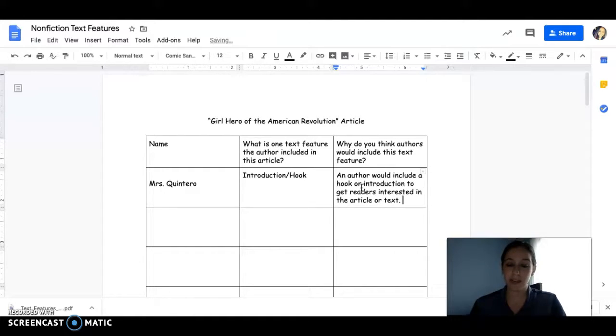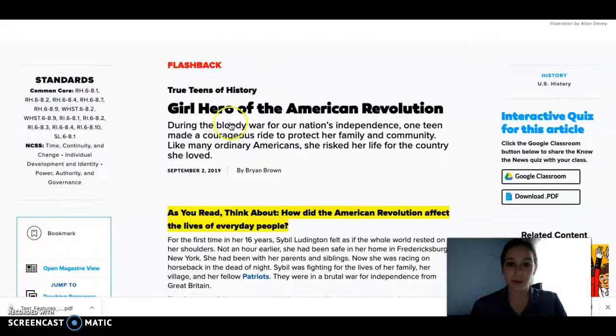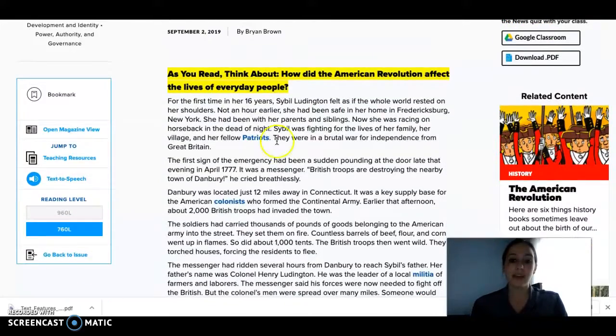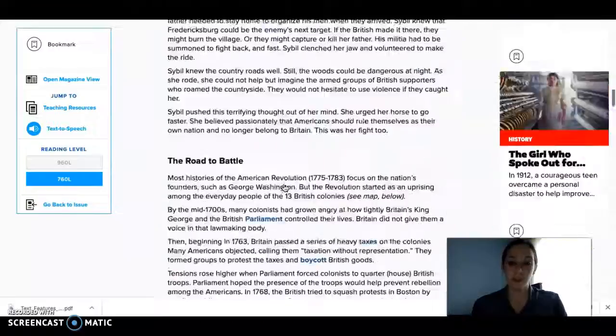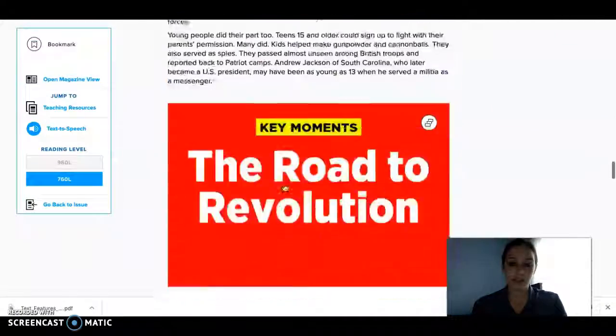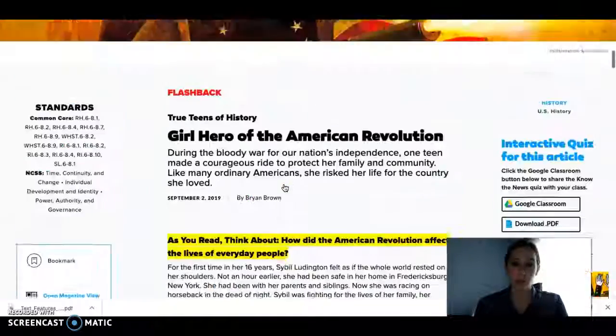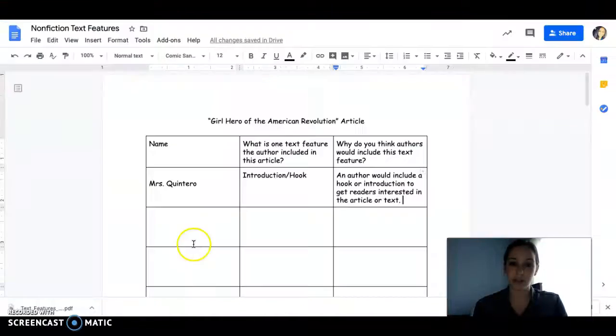So what you're going to do, you're going to continue reading about the girl hero of the American Revolution. And as you're reading, I want you to look for all the text features that you're seeing in this article, and think about why you think they might be important, and then you're going to continue to fill out this ongoing document.